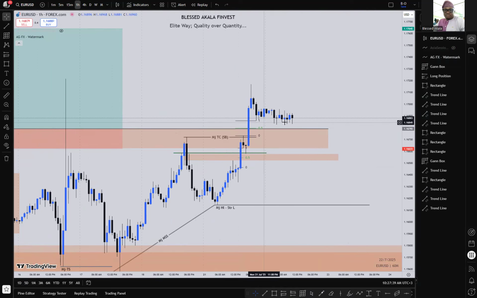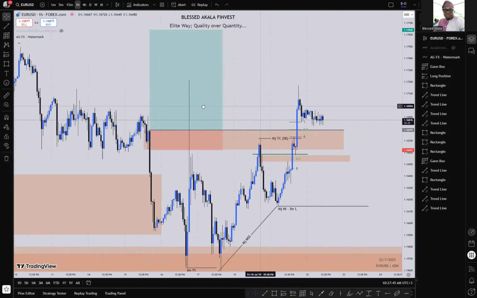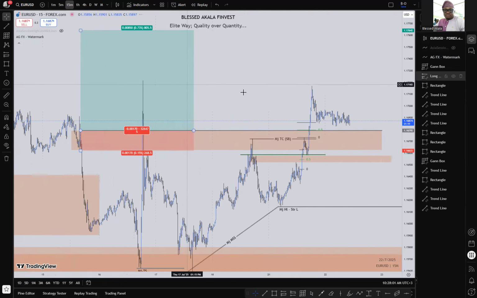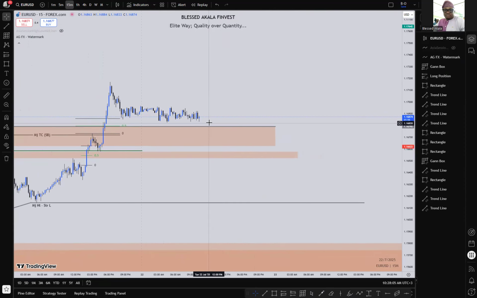So we can still read below, because the reclaim internal structure lies perfectly at the entry, at the 50% of the fair value gap that we have within this level. So we look on the 15 minutes; we are looking for an entry yet. So anything can happen within that level, okay?